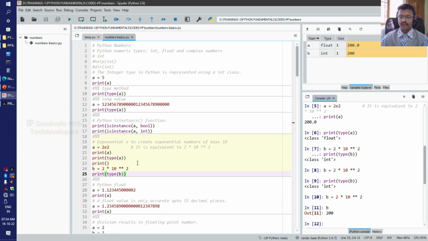So the important thing to notice here is the exponential term e is used to create powered values with the base 10. To raise a number to another base power, we can use the arithmetic double star operator, that is the raising power operator.